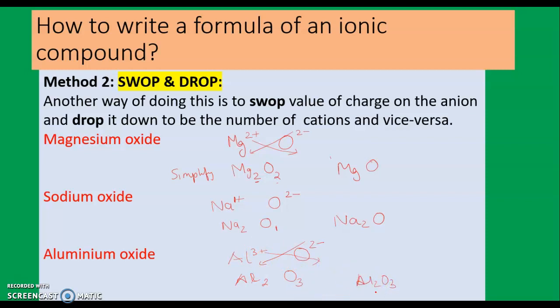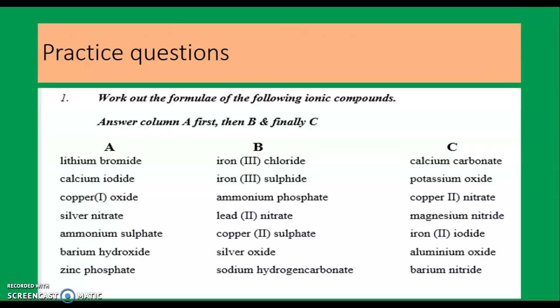SO3. So that's how you write down the formula of ionic compounds. Two methods. Use any of the two methods to figure out the formula of these compounds. So you can pause the video, try it out, and then come and watch the rest to see the answers of these questions and also to figure out how to write down the formula of covalent compounds.